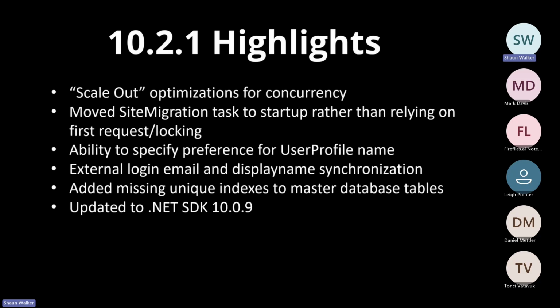And actually, this came to the surface as a result of the scale out optimizations as well. Because if you have two systems starting up at the same time, there might be a race condition where they're both trying to register a new job, for example, and it would actually allow two jobs with the same type to be registered in the master database. And so having a unique index prevents that from happening.